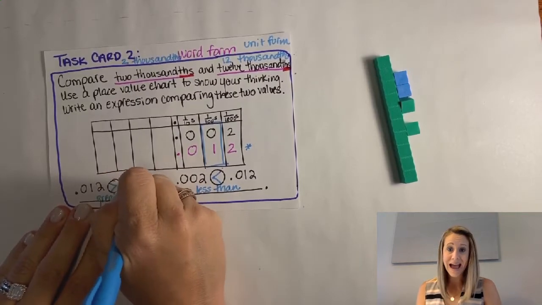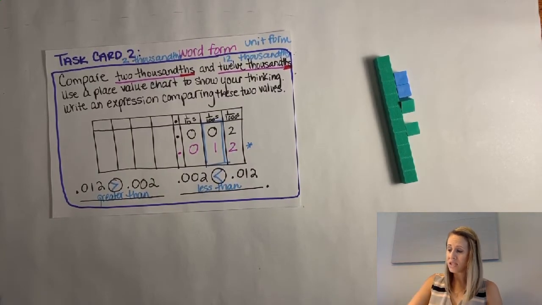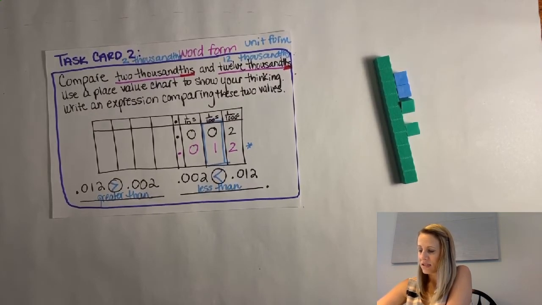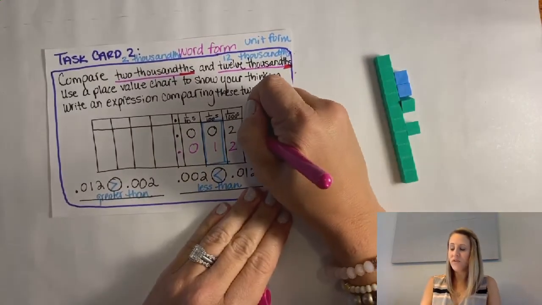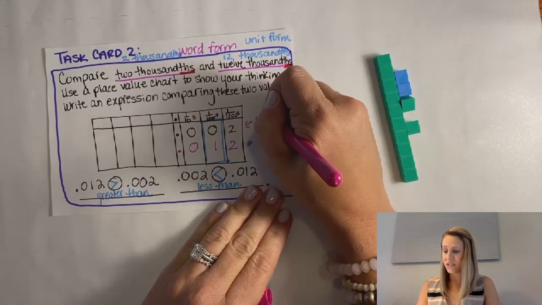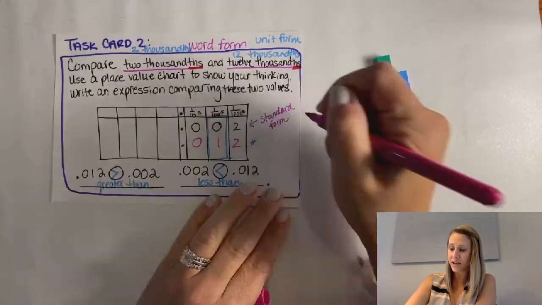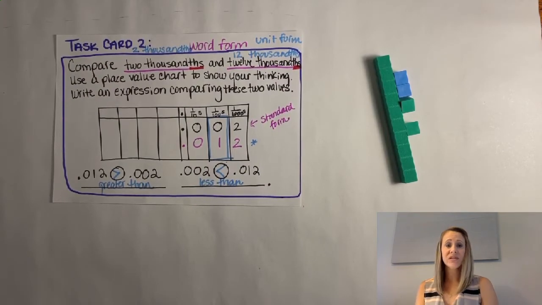So in this one task, we've reviewed a couple old and new vocabulary words. We've talked about word form, unit form. We also wrote our numbers down here. This is writing them in standard form. And we've used our new vocabulary words for today, which is less than, greater than. And we also wrote an expression for the first time. That's a math sentence made up of numbers and symbols alone.